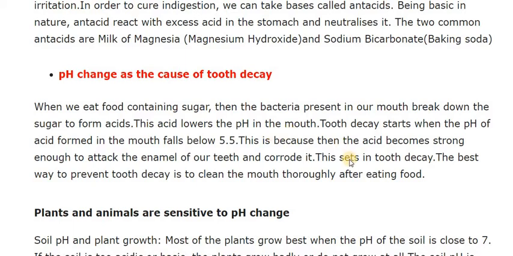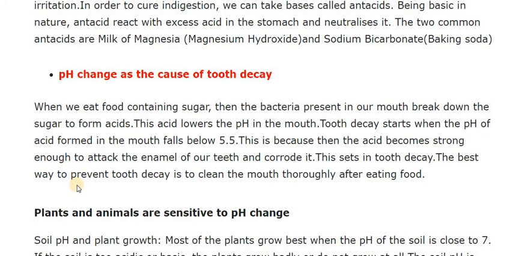And this tooth decay starts when the pH of the mouth falls below 5.5. This is because the acid becomes strong enough to attack the enamel of the teeth and corrode it. Enamel is the outer layer of our teeth. So if the pH of the mouth falls below 5.5, it creates a strong acidic medium inside the mouth, which is enough to corrode the enamel of the teeth. So this sets in tooth decay.